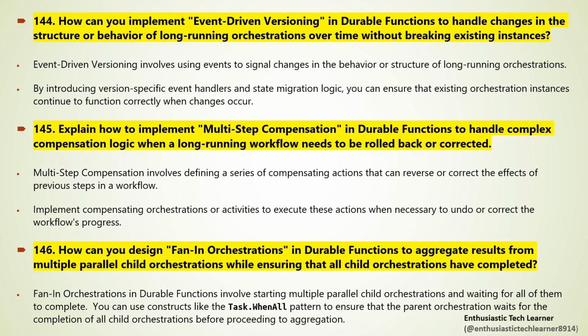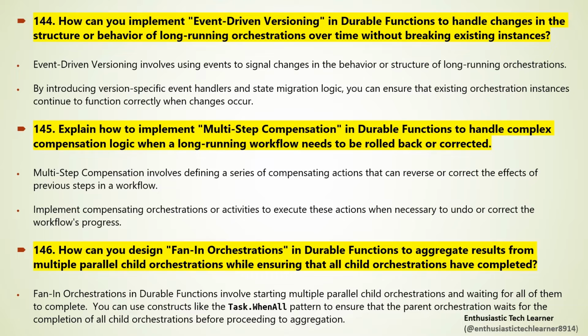How can you implement event-driven versioning in durable functions to handle changes in the structure or behavior of long-running orchestrations over time without breaking existing instances? Event-driven versioning involves using events to signal changes in the behavior or structure of long-running orchestrations. By introducing version-specific event handlers and state migration logic, you can ensure that existing orchestration instances continue to function correctly when changes occur.